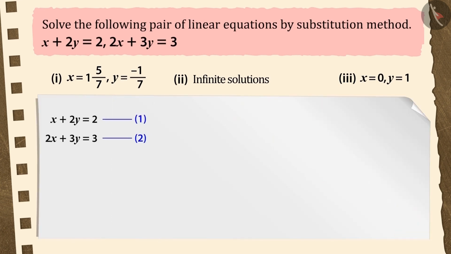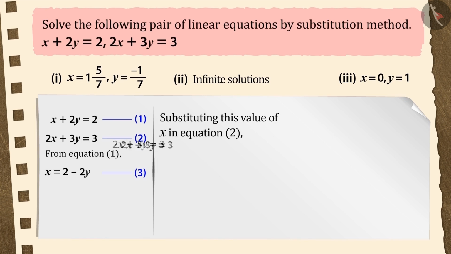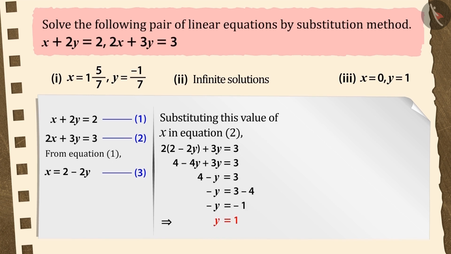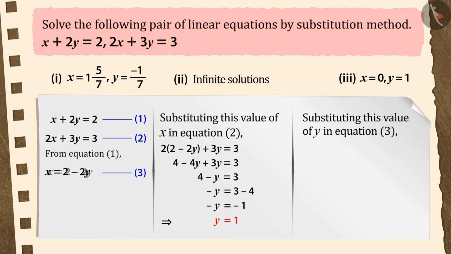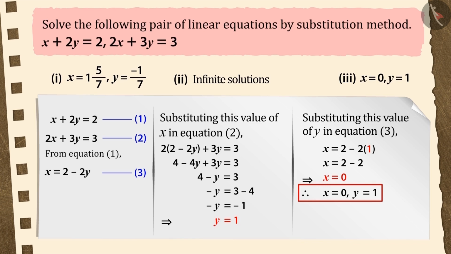To begin with, take equation 1 and express any one variable in terms of the other variable. By substituting the value of x in equation 2 and solving, we'll get the value of y as 1. By substituting the value of y in equation 3, we get the value of x is equal to 0. Therefore, for the pair of given equations, x is equal to 0 and y is equal to 1 is the correct solution. Hence, option 3 is the correct answer.